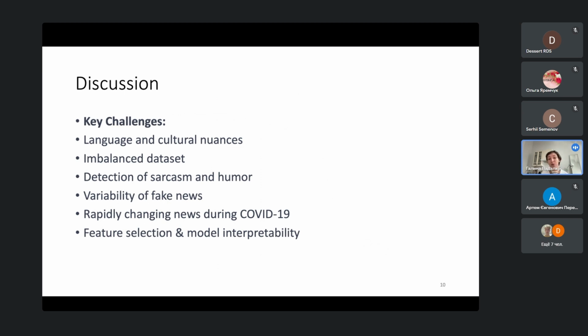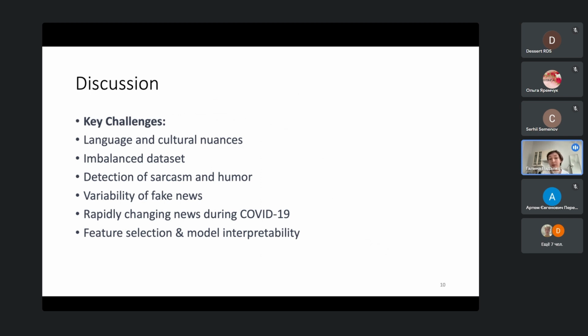Another challenge that I also need to acknowledge is the detection of sarcasm and humor, which the model often misclassifies as either real or fake news. Sarcasm and humor often involve a play on words or a double meaning that may not be immediately apparent to the model. The quality of the labels in the training data set is also critical for the model performance, as you can understand. Inaccurately labeled instances in the training data can lead the model to learn incorrect patterns, resulting in suboptimal performance.